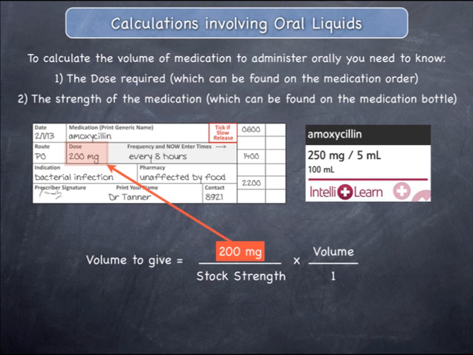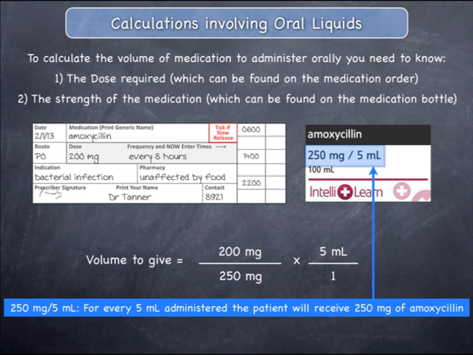In this case, it is 200 milligrams. The stock strength can be found in the concentration of the medication. It is the first numerical value before the backslash sign. In this case, it is 250 milligrams. The volume can also be found in the concentration of the medication, which is printed on the medication bottle. It is a numerical value after the backslash sign and always specified in mils. In this case, it is 5 mils. The required calculation is shown.